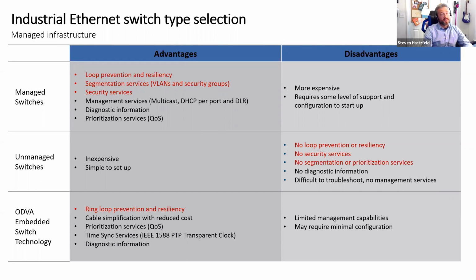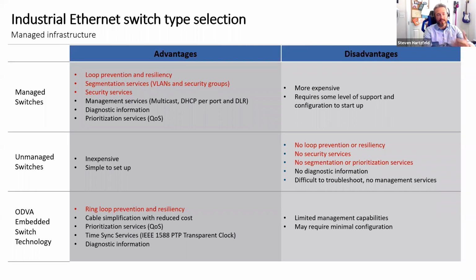Now, unmanaged switches, on the other hand, they can be pretty cheap, right? They're inexpensive, and they're simple to set up because there's not a whole lot to them. So you can pretty much take them out of the box, hang them on a rail, put some power to them, and start plugging up and off and running. But they don't have the ability to do any of the loop prevention or resiliency. So you could be experiencing loops or broadcast storms on a completely unmanaged network.